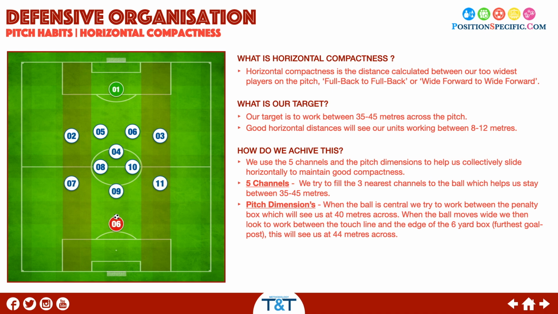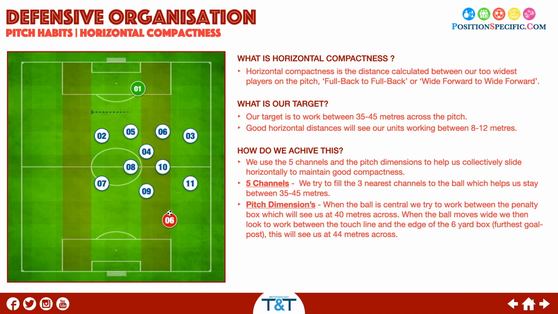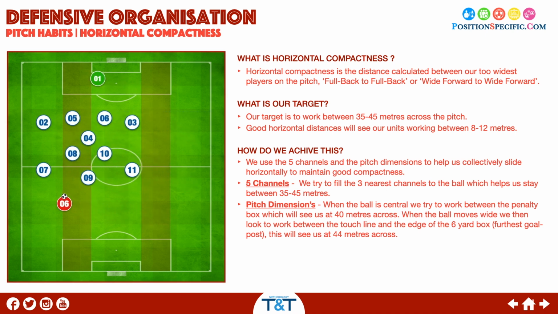And again, using those pitch dimensions, when the ball's central, we can work between the penalty box, which gives us 40 metres across. When the ball moves wide, then we can work between the touchline and the edge of the 6-yard box, or the furthest goalpost. As you can see there, moving across, we've got that same distance across, using the 6-yard box and the furthest goalpost to make sure that we've got no players on the outside of that. And this can be anywhere on the pitch in relation to the ball. We're constantly moving side to side in a real tight horizontal compactness, just to match up with that vertical compactness as well.